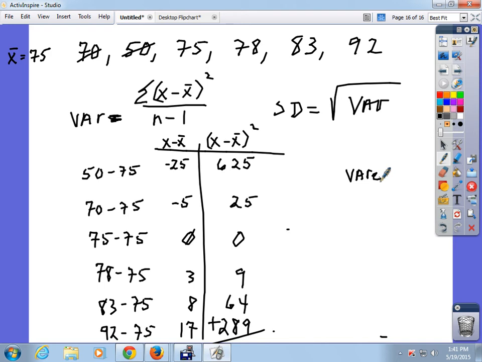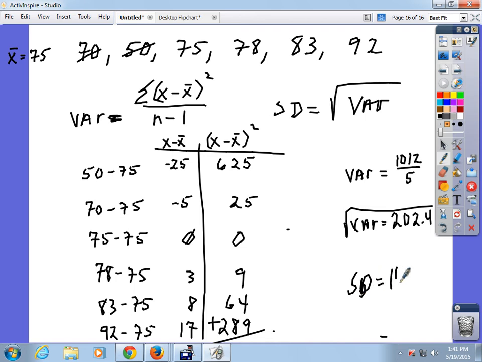is equal to 1,012 over, what's n? 1, 2, 3, 4, 5, 6. 6 minus 1 is what? 5. So somebody take 1,012 and divide by 5. What do you get? 202.4. And you take the square root of that. And 14.1. Our standard deviation is 14, basically.